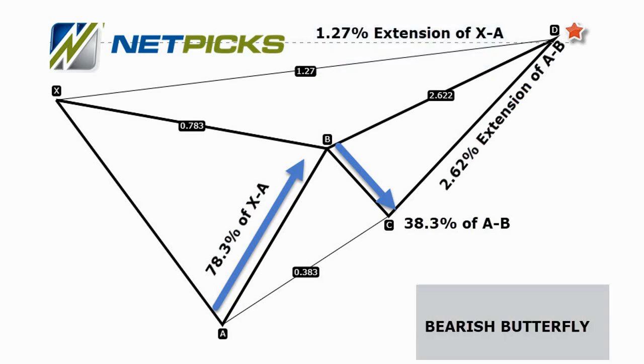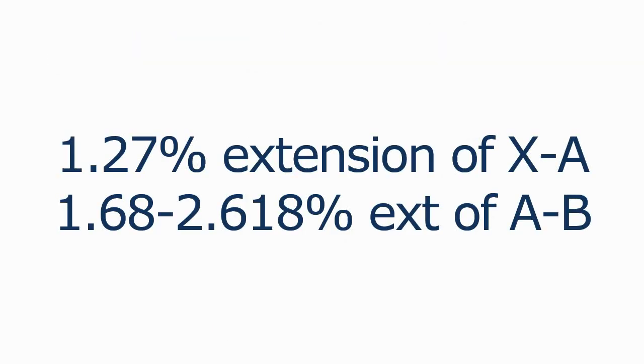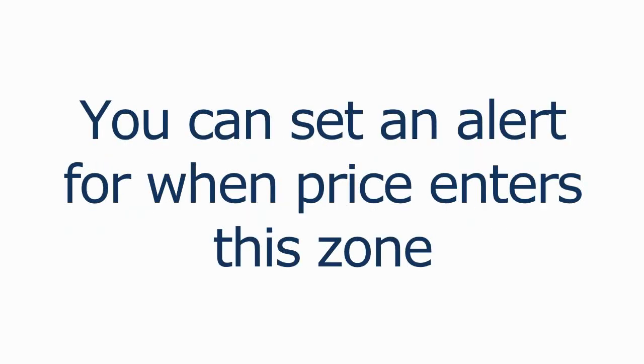Now this here is an example of a bearish butterfly pattern where we want to get a short position. The red star is the potential reversal zone, and that's where you're going to look to position in the trade. And because the reversal zone can be known ahead of time, remember, it's the 127 extension of X to A and the 168 to 261.8 extension of A to B, so you can set an alert for when price enters this zone.